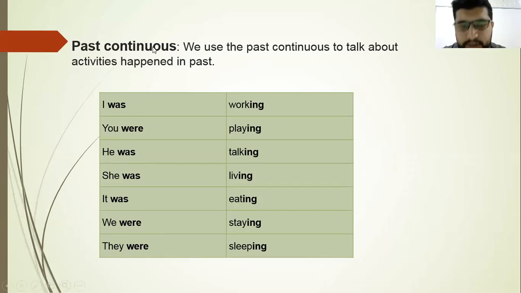We talked about present continuous, and we said we use present continuous for activities that happen right now, at the time of speaking. That's present continuous, okay. But we use the past continuous to talk about activities that happened in the past.